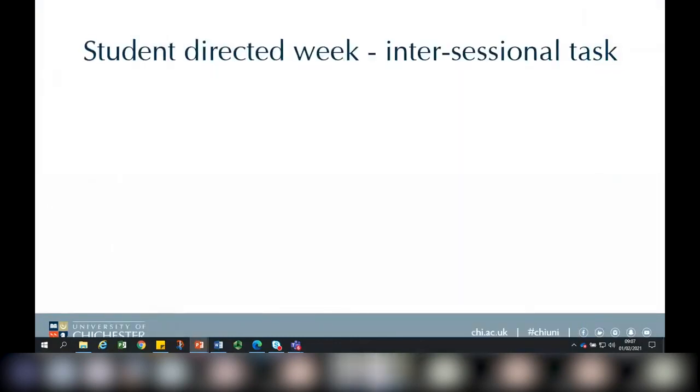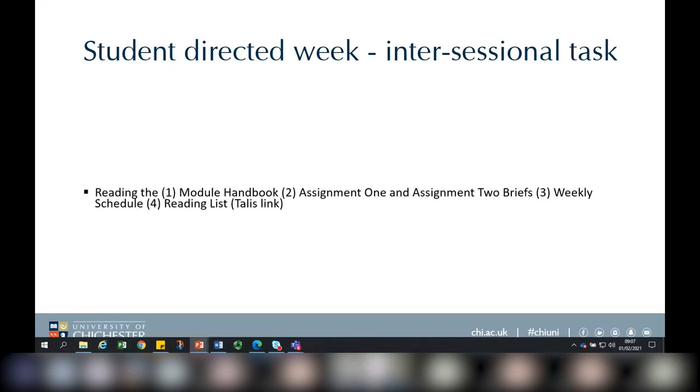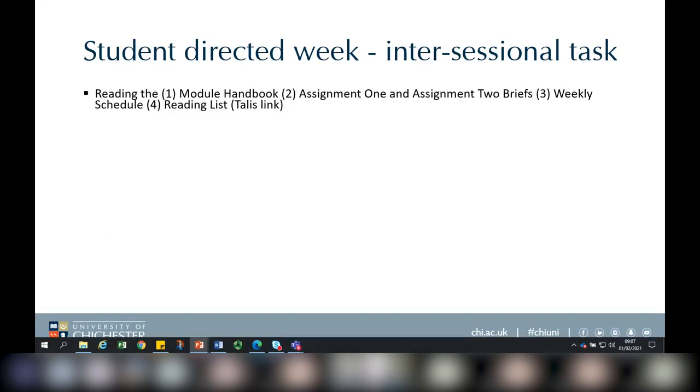Okay, so first of all, I popped an intersessional task on Moodle for you to work on last week, which was to read the module handbook, the assignment briefs, the weekly schedule and the reading list. A lot of the books that we have got are physical books, so we do have some ebooks on the reading list, but I'm just working with Gail to add some more ebooks, because you will need to do some reading around the topics that you're interested in.